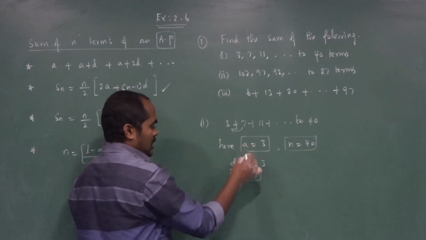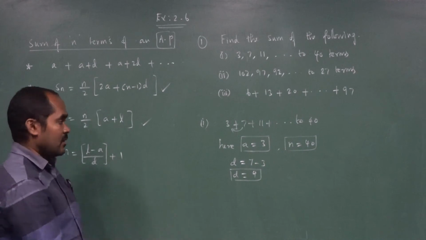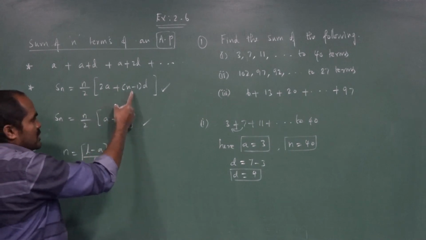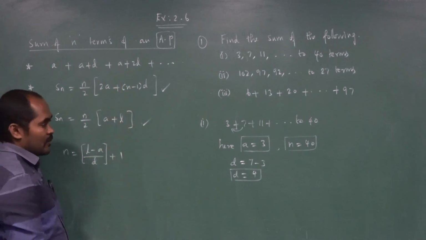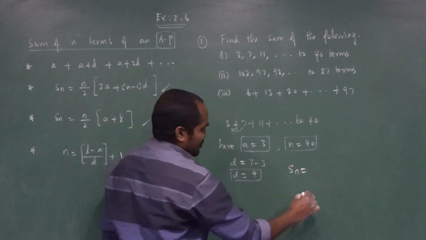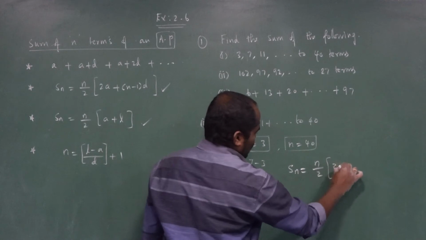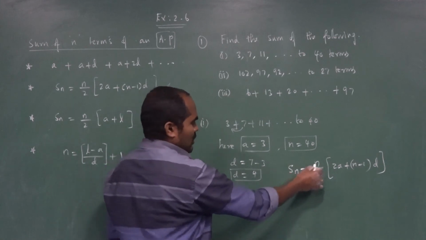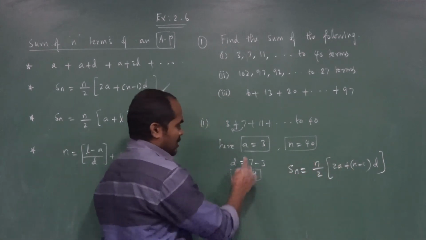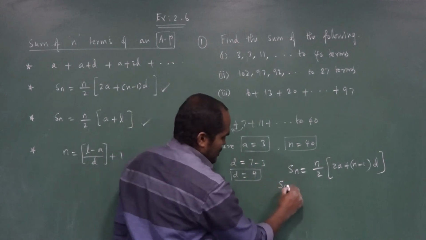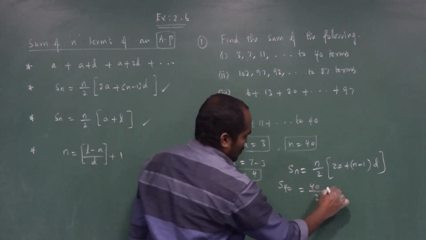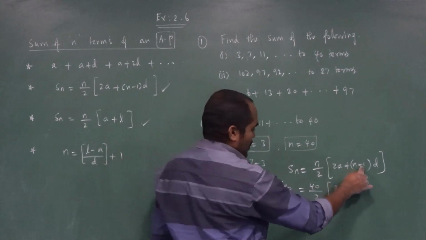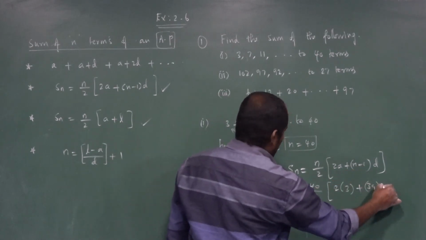We know the first term and common difference, that is a and d. Use this first formula. Sn is equal to n by 2 of 2a plus n minus 1 into d. That is the sum formula. So instead of n, we write 40 here, and a value 3, d value 4. So S40 is equal to 40 by 2 of 2 into 3 plus 40 minus 1 is 39, 39 into the d value, which is 4.